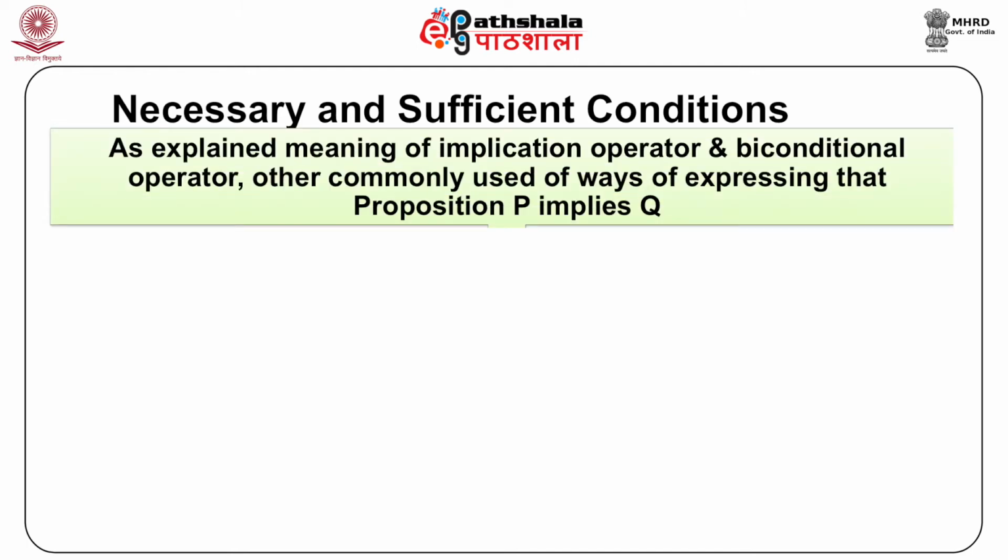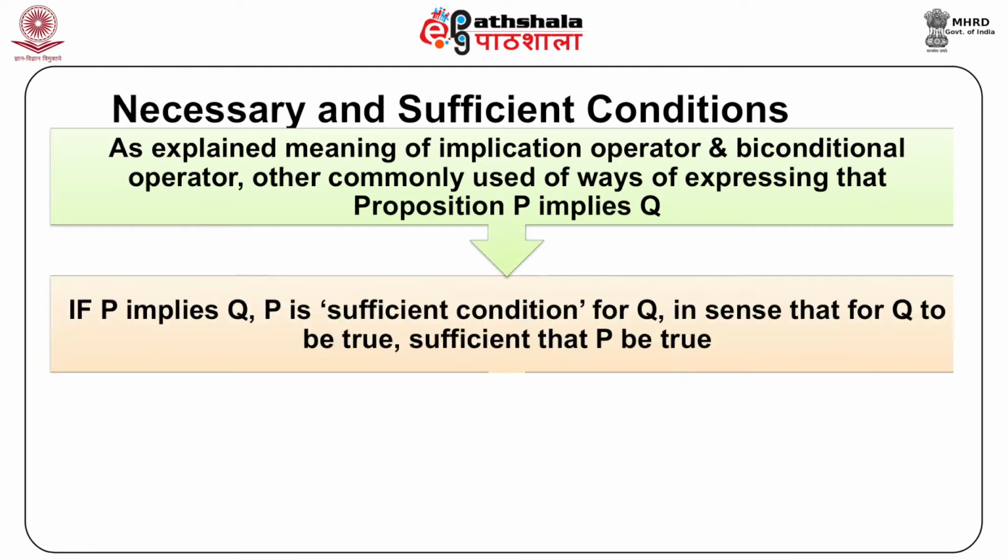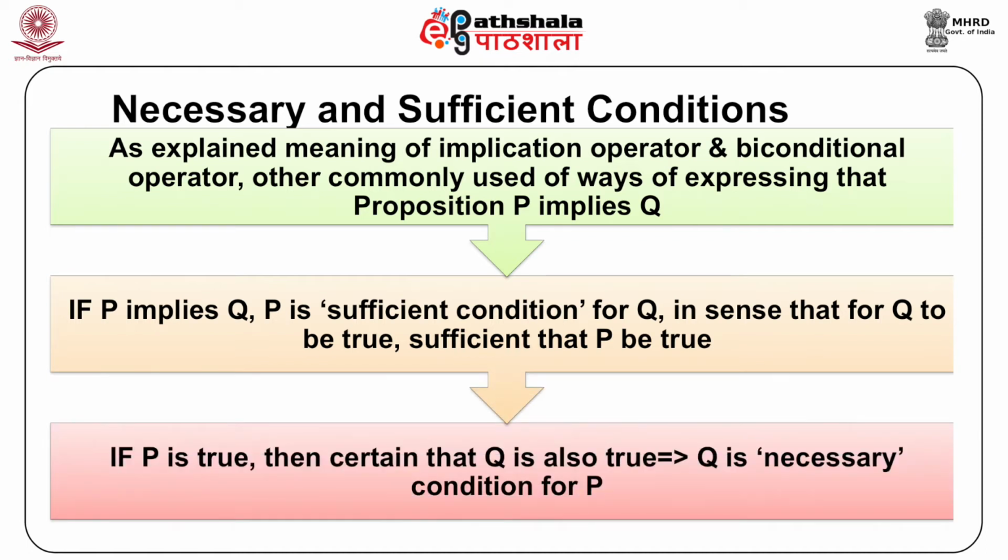As explained, the meaning of the implication operator and the biconditional operator, there are other commonly used ways of expressing that proposition P implies Q or that P is equivalent to Q. If P implies Q, we can say that P is a sufficient condition for Q, in the sense that for Q to be true, it is sufficient that P be true. Also, we know that if P is true, then it is certain that Q is also true. Thus, we say that Q is a necessary condition for P.